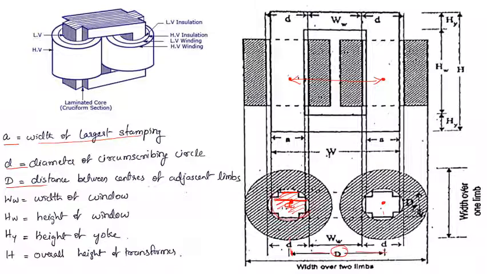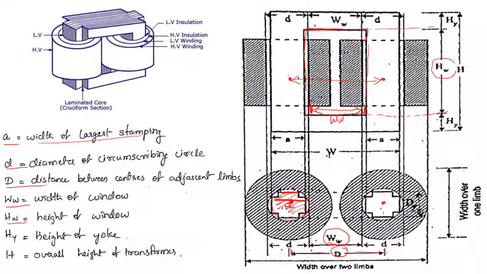Then Ww is the width of window. Width of window is also shown in this figure. This is the width of window, the dimension from this point to this point. Then capital Wh is the height of window. This is the window of the transformer, the available window space. The dimensions of the window are width of window, Ww, and height of window, and here this is the height of window.